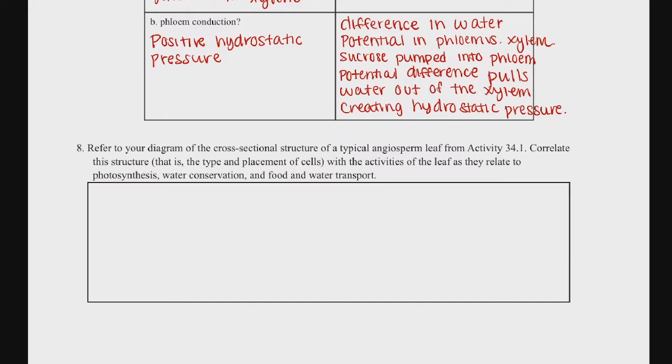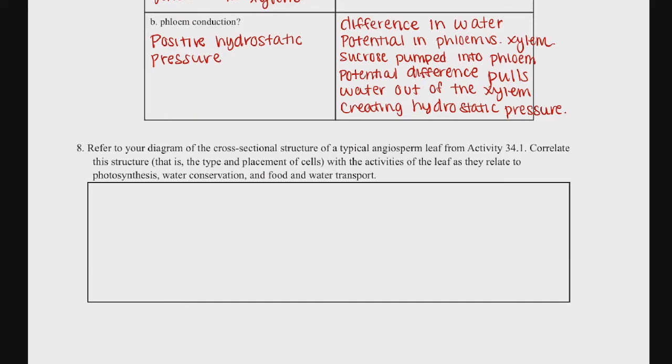Okay. Refer to your diagram of the cross-sectional structure of a typical angiosperm leaf from activity 34.1. Correlate the structure, that is the type and placement of cells, with the activities of the leaf as they relate to photosynthesis, water conservation, and food and water transport. This is talking a lot about stomata, how they work and how they can differ in different plants, and also how xylem and phloem can relate to photosynthesis, water conservation, food and water transport.